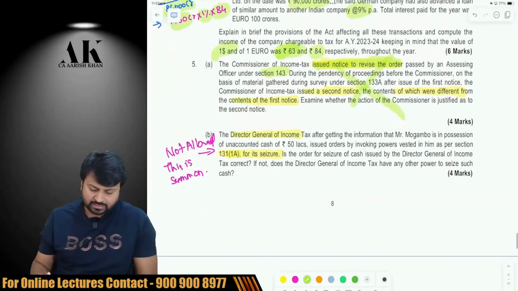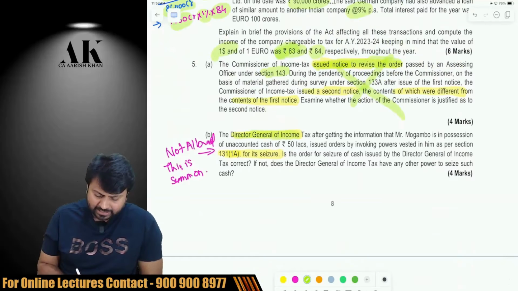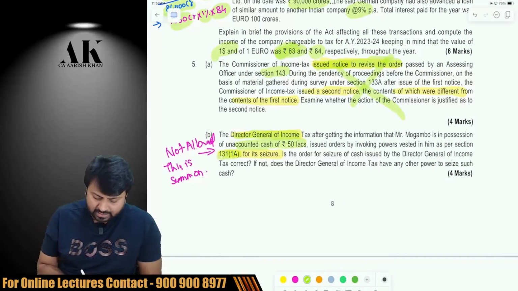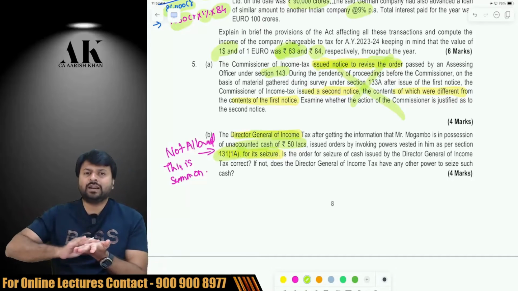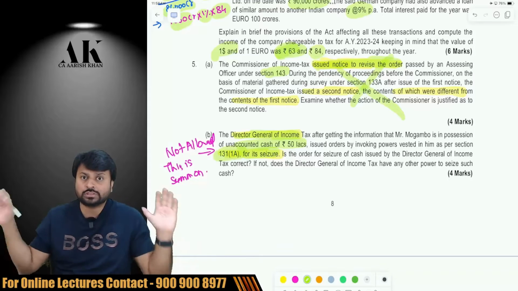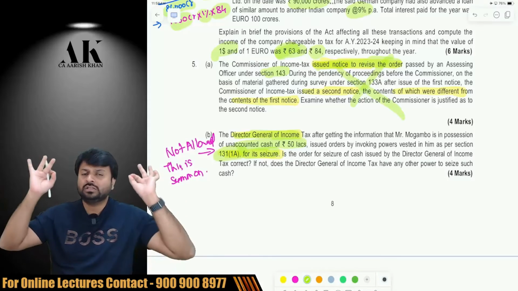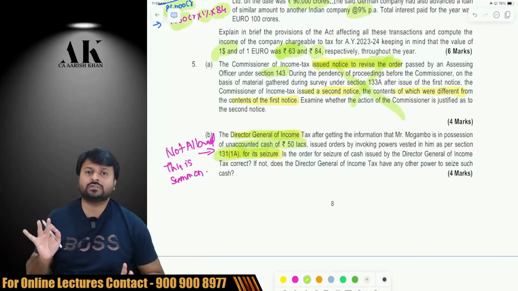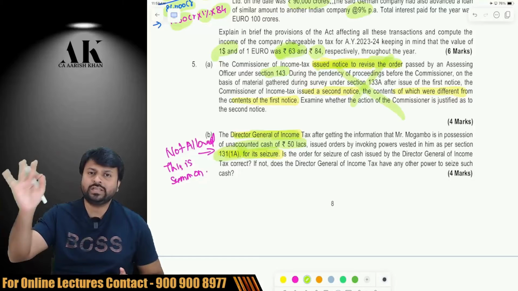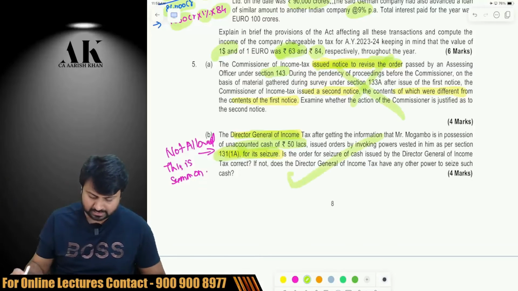Okay. Next one. The Director General of Income Tax has in possession some unaccounted cash. Now, with the help of that cash, the Director General is issuing a summon under section 131 for seizure. Can you issue a summon under 131 and seize the cash? No, no, no. For seizure, 131 is of no use. For seizure, you have to issue what? You have to issue the search warrant under section 132. Only a search warrant can lead to what? Seizure of cash. Only issuing a summon cannot seize your cash. Check it, please.